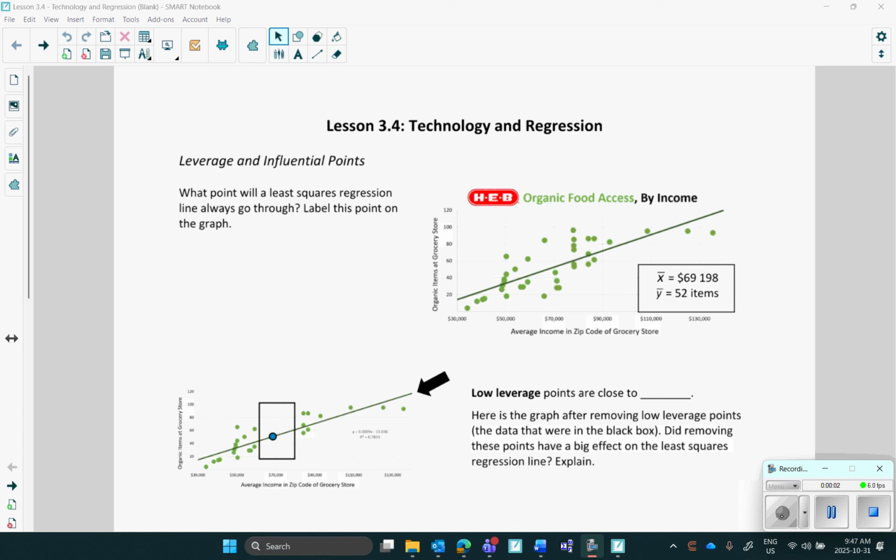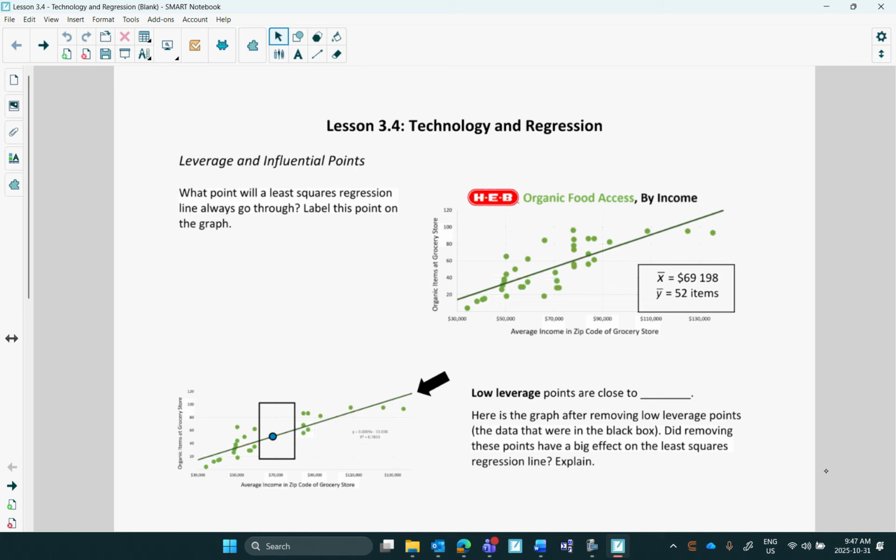Just to finish up with studying the relationship between two variables, or bivariate data. We have talked about correlation between two variables.